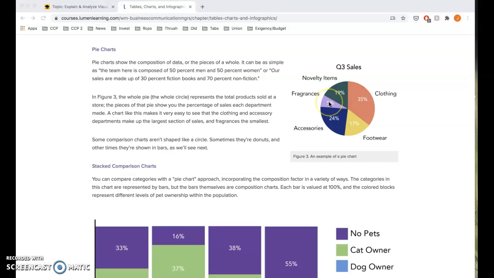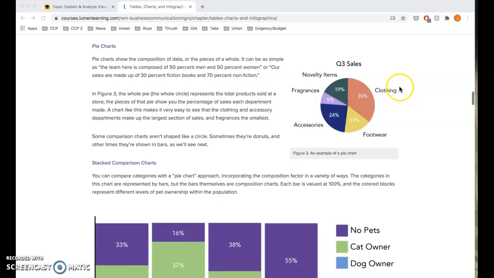Okay, another type of visual organizer that you'll see is a pie chart. And pie charts are almost always out of 100% or out of a total whole, right? So it's showing you how the pie is carved into pieces, right? So Q3 sales, so that's third quarter sales. Okay, that's what I'm looking at. That's my topic. That's what's being measured, right?